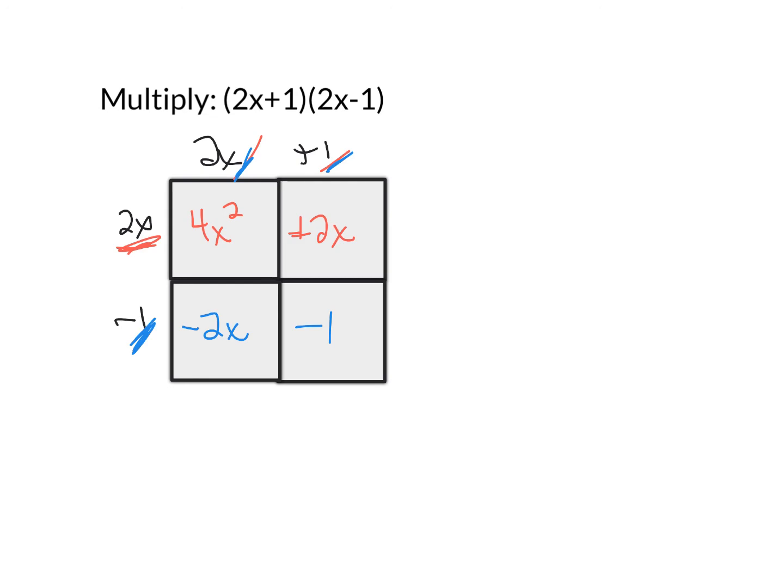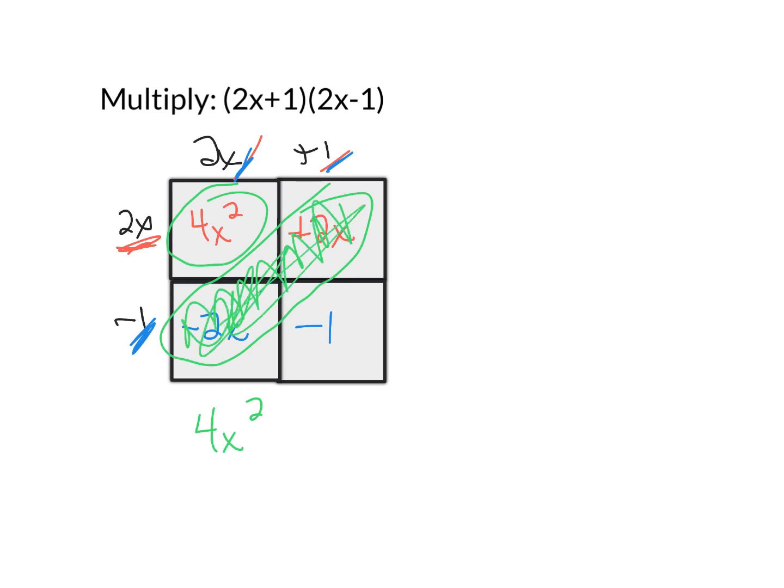So, now let's put it together. 4x squared, no other x squared, so 4x squared. Okay, the x's. Now, negative 2x plus 2x cancels. They go away. That's nice. We like that. That makes life so much easier. And then we have our minus 1. So minus 1. And that's our answer. Nice and simple.